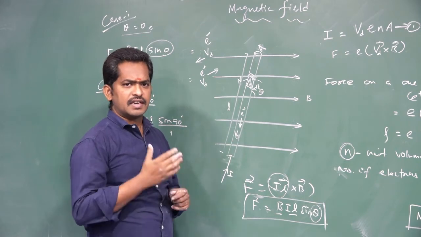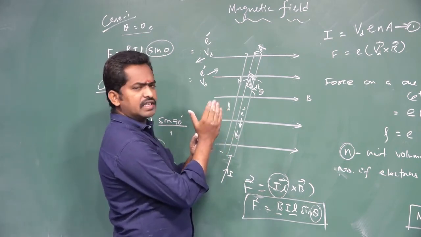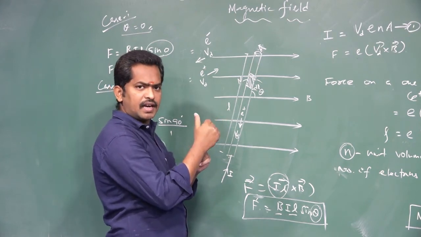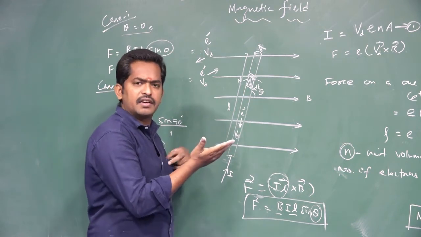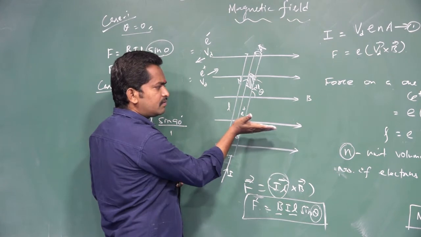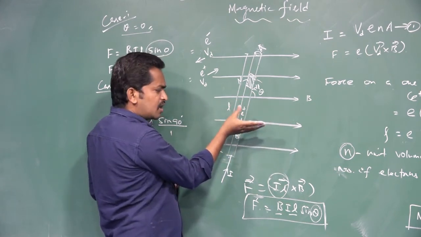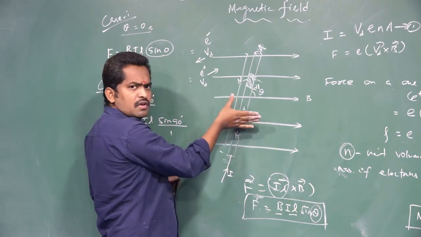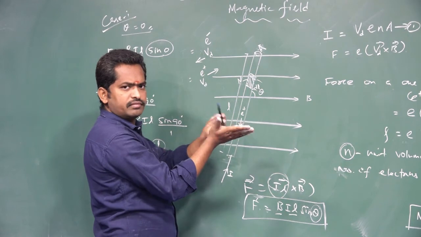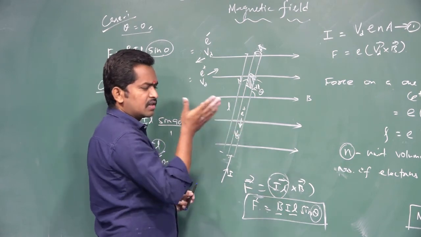One is the right hand palm rule. In the right hand palm rule, the fingers indicate the direction of field, the thumb points to the direction of current, and the palm gives the direction of force. For example, this is the field; fingers indicate the magnetic field, thumb points the direction of current, so the palm indicates the direction of force. This is the right hand rule.